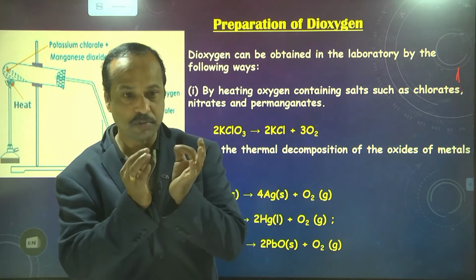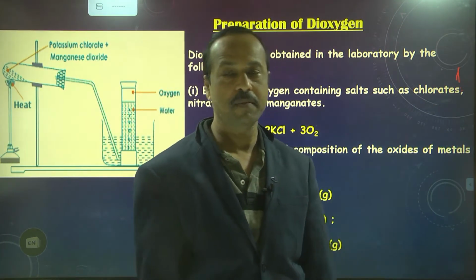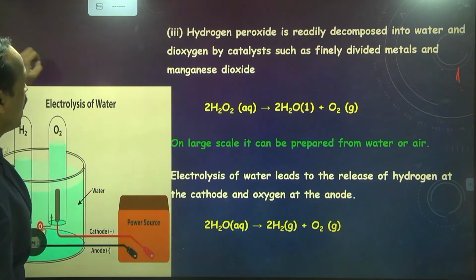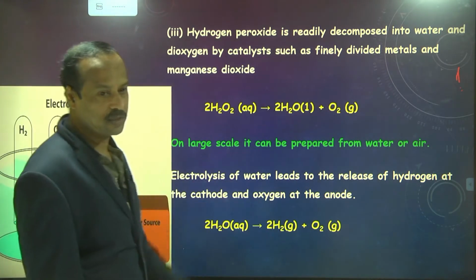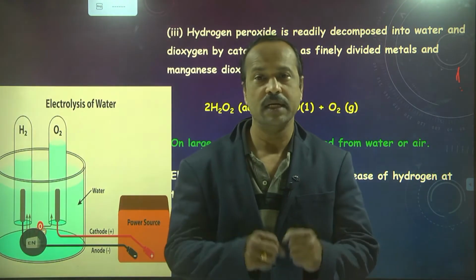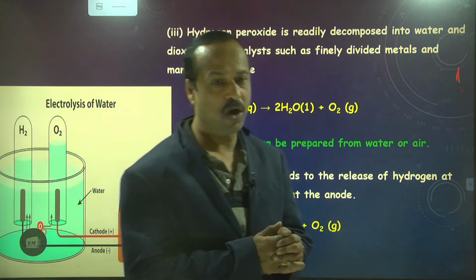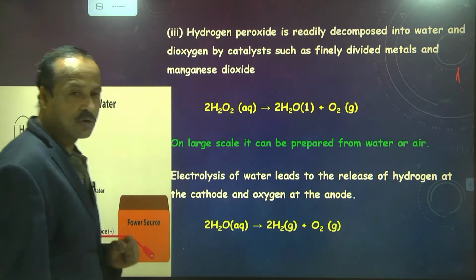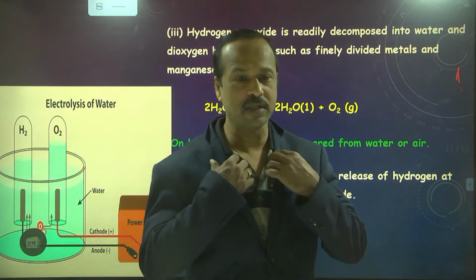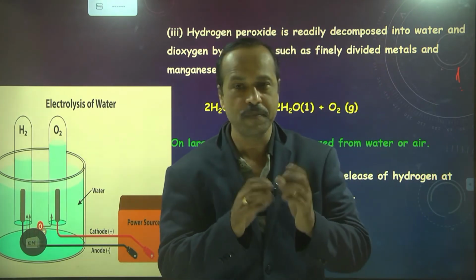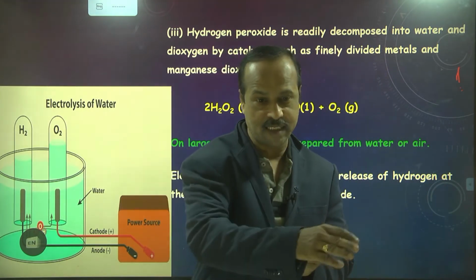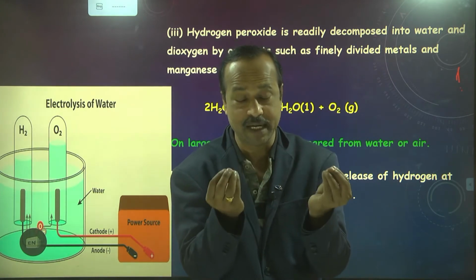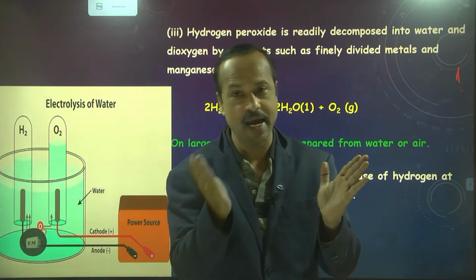Heat. Decomposition means what? Breaking. So on heating, the metal oxides split and release oxygen. And the third one we discussed was hydrogen peroxide. Hydrogen peroxide also decomposes into water and oxygen. We also discussed electrolysis of water. Electrolysis means the process of decomposition of a chemical compound by passing electricity. By passing electricity we can decompose, we can split the water into hydrogen and oxygen.